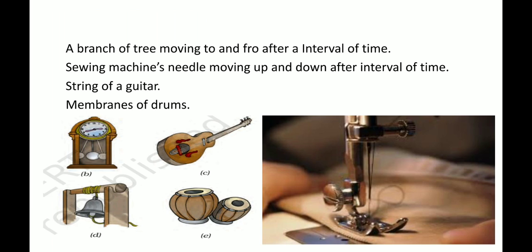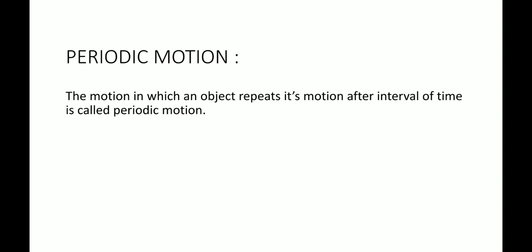Same. So if you look at these motions, everything is repeating itself after an interval of time. Coming from one place, then going to another, then again coming from that place, again going to that other place. So moving from one place to another place and repeating itself. Yes. So repetitive motion is there. So this is called periodic motion. The motion in which an object repeats its motion after an interval of time is called periodic motion.